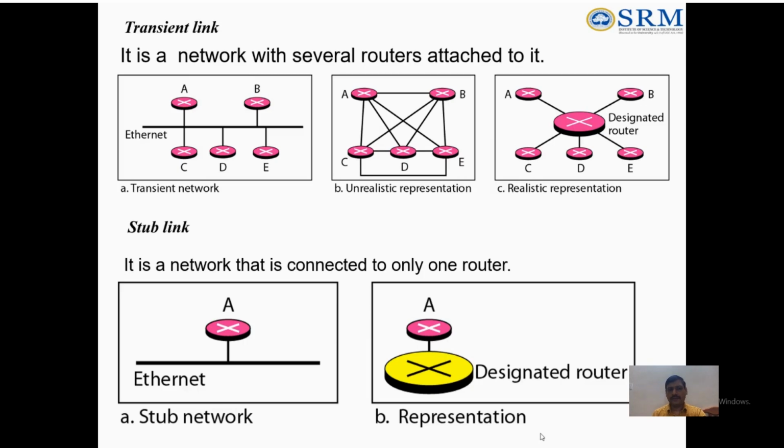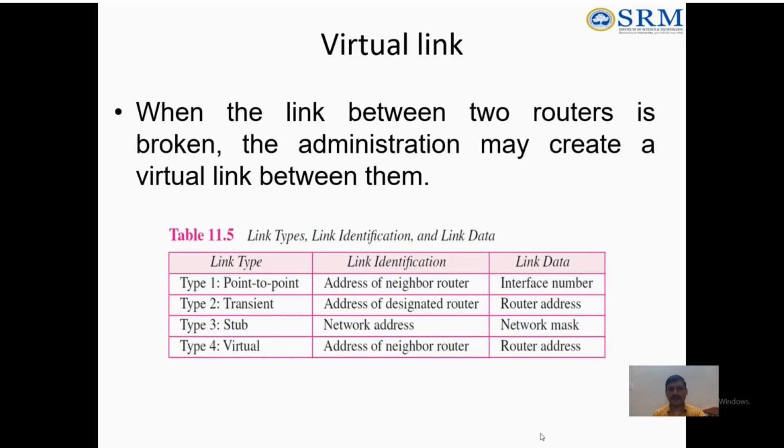The stub link is a network that is connected to only one router. You can see the representation of the stub network. There is only one path available to the destination router, so incoming and outgoing traffic goes through only one path. That is what we call a stub link. Virtual link: when the link between two routers is broken, the administrator may create a virtual link between them.